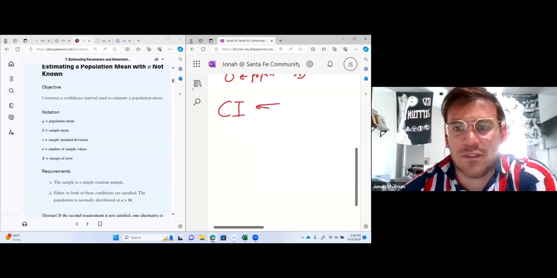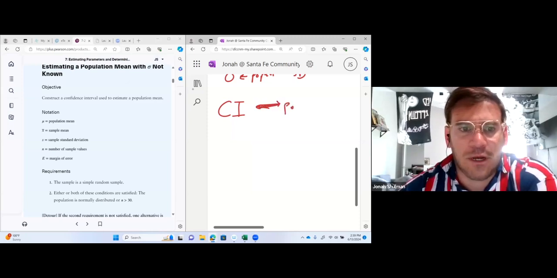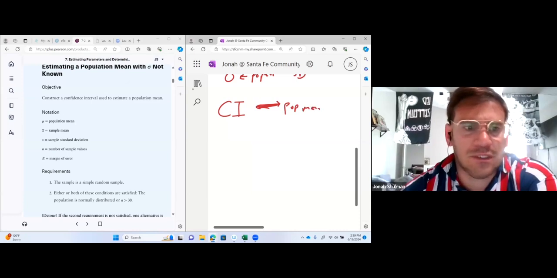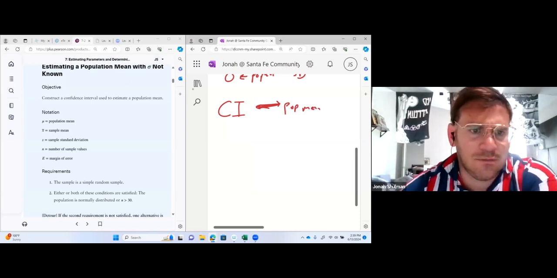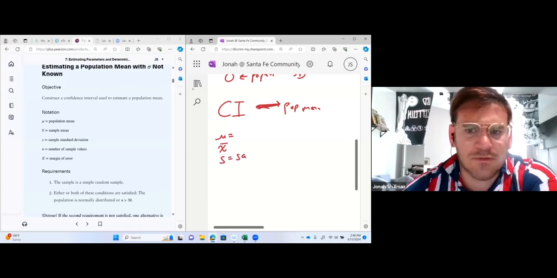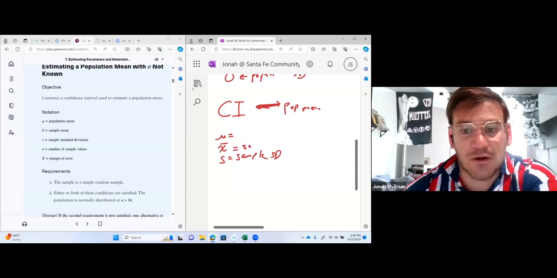This is going to force us to figure out our population mean. So we need a bunch of things. Well, this is our notation: our sample mean, our S sample standard deviation. I always use SD for this, but guess what? I'm not going to argue. Our population mean.